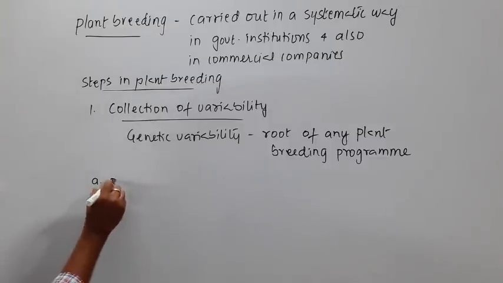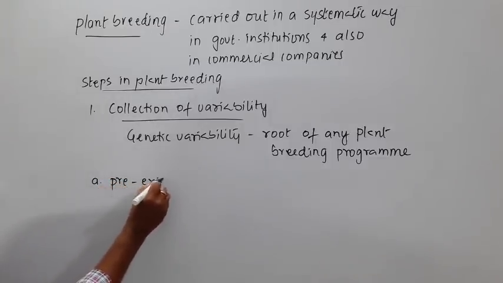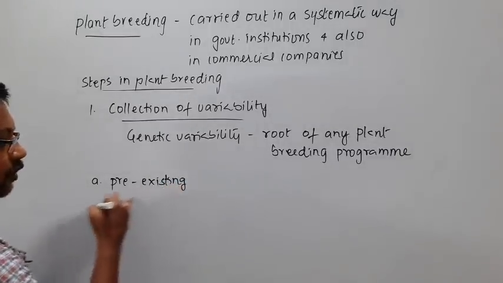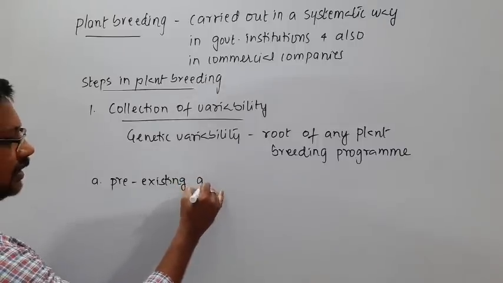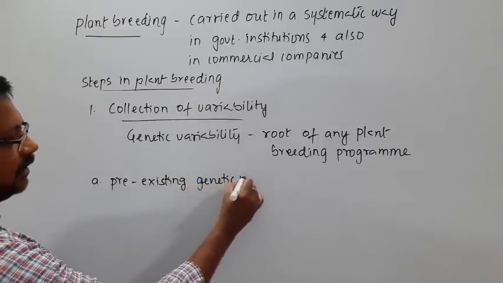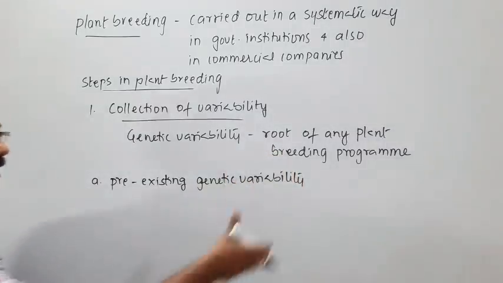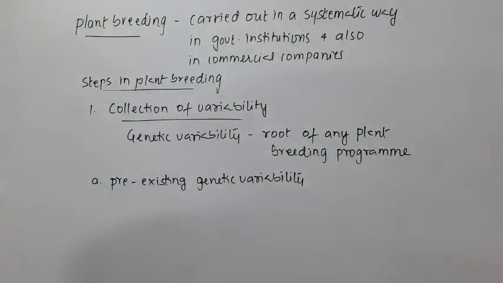We will be checking for pre-existing genetic variability. The genes are pre-existing, so we will be looking for this pre-existing genetic variability. We are not creating the genetic variability in the plants.